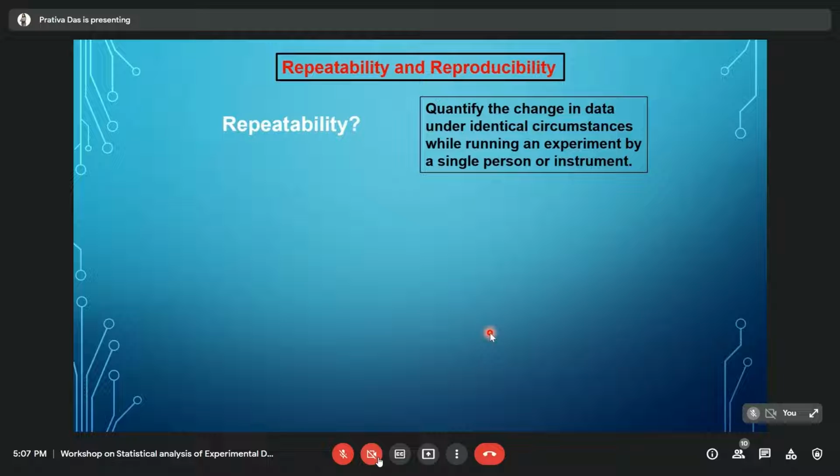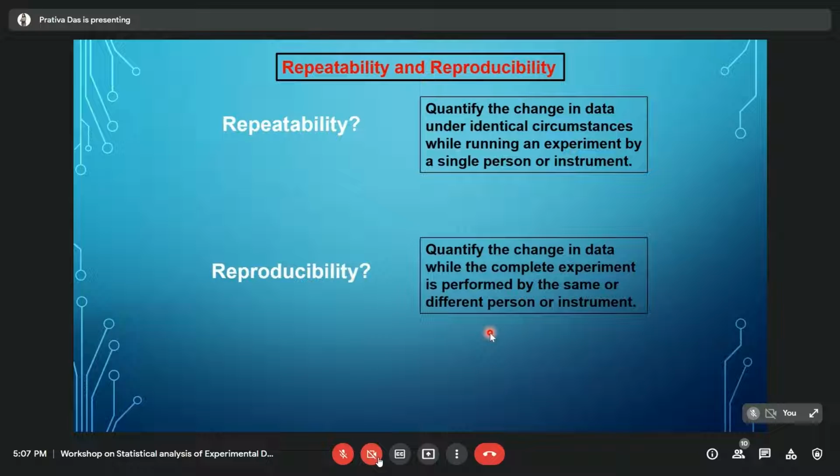Then you need to check the data again for the same solution, and if you are able to get the same data, that means your experiment is repeatable, your data is repeatable, and if not, that means it is not repeatable. And what is reproducibility of the data? Reproducibility of the data is that you need to run the whole experiment again and then check the pH of the same material by the same person or a different person, and if you are getting the same data, then it means that your data is reproducible, and if not, that means it is not reproducible.